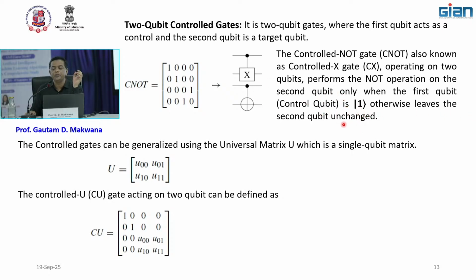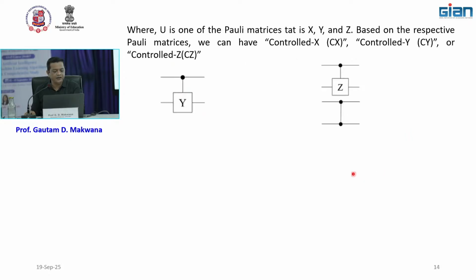Otherwise, leave the second qubit unchanged. And this control gate can be generalized using the universal matrix U given by this, and that is the control U gate, which is the CU gate, where the universal matrix is put here. So depending upon this universal gate, there are many other types of control gates. This is your control X gate, and in the same way, this is the control Y and control Z gate, which are the CY and the CZ.